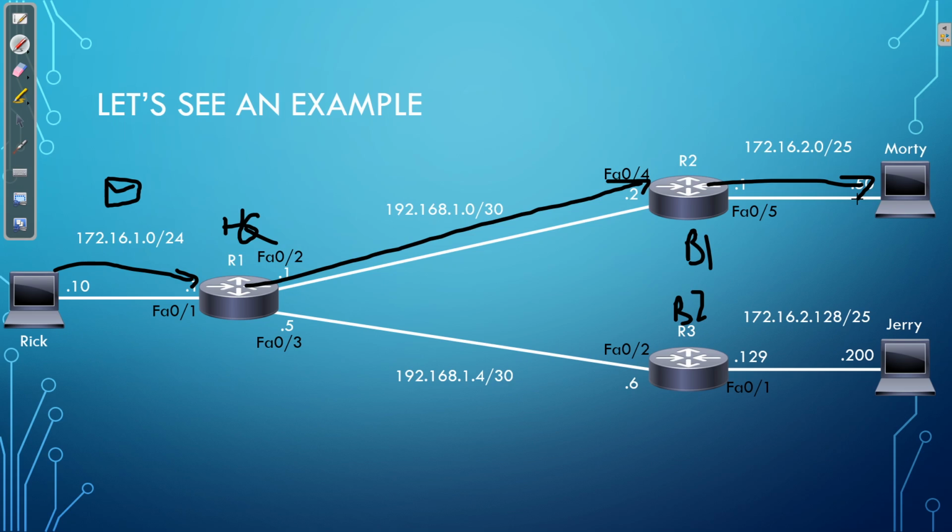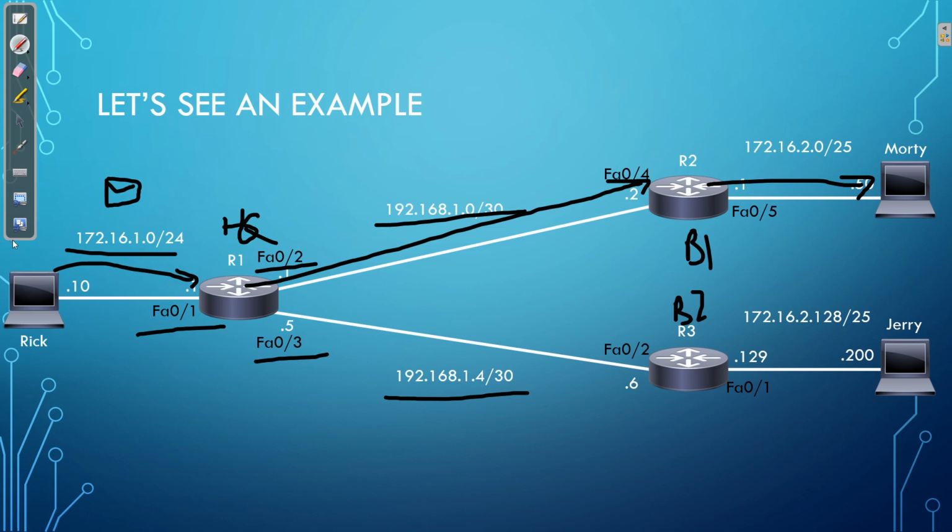Because by default, Cisco routers only know about their directly connected networks. In this case, R1 knows about this network over here. He also knows about this network over here, and he knows about this network over here. The reason being, he has an interface which connects to each of those networks. In this case, FA0/1, FA0/2, FA0/3. He does not have an interface which connects to 172.16.2.0/25, which is the network that Morty resides in.